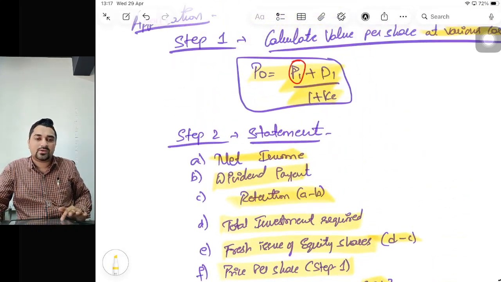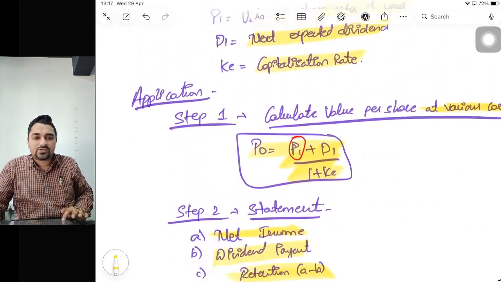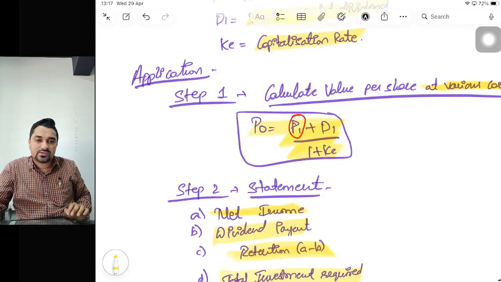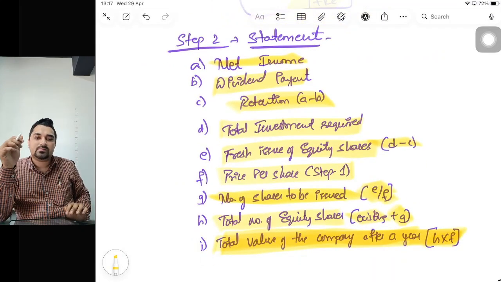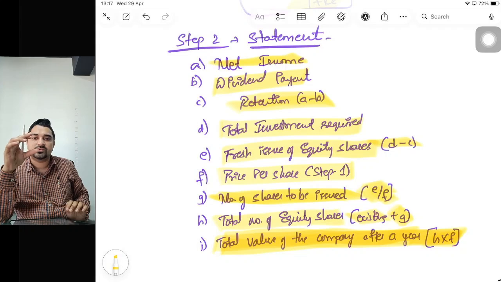Yes, I repeat, how do you solve an M&M question? Step number 1, you need to calculate P1 using the formula P0 equal to P1 plus D1 divided by 1 plus KE. Then in the statement format, you start with net income; dividend payout will give you retention. That retention you need to compare with the total investment required. Total investment required minus retention will give you the fresh issue of equity shares, the total amount. If you divide that by the price per share that you calculated in step number 1, that will give you the total number of fresh shares to be issued.